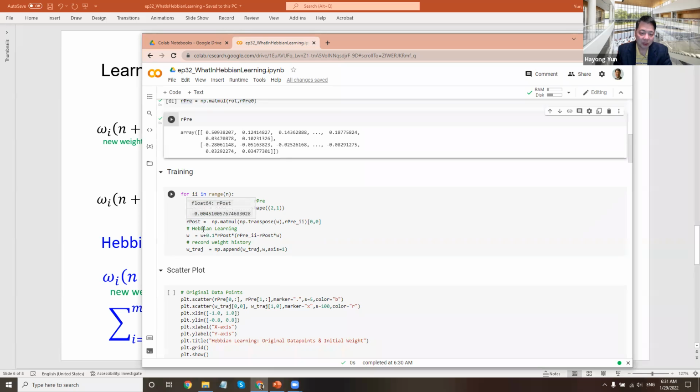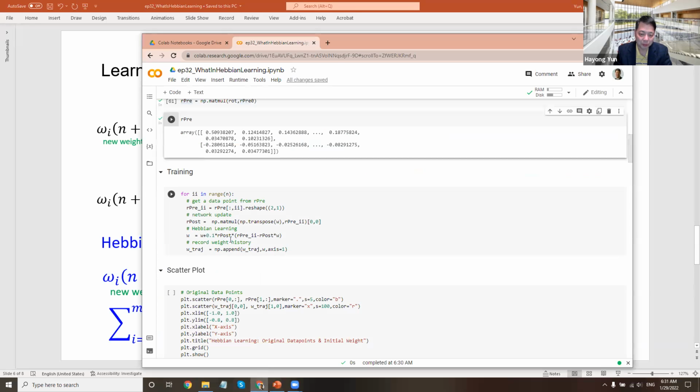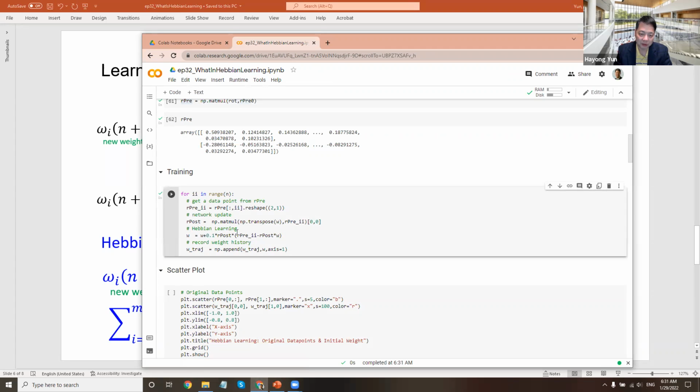Okay. So what's the Hebbian learning formula? The old weight plus learning rate times output, and then X minus output times weight. Okay. I'm just typing that in: post times pre minus post times weight. Okay. And that is my updated weight here. And I keep updating and accumulating that so I can plot the trajectory.